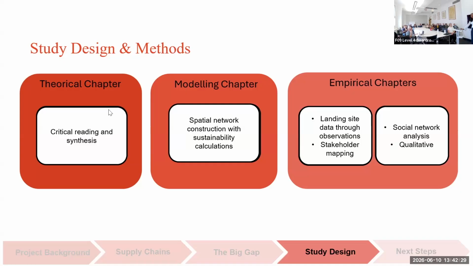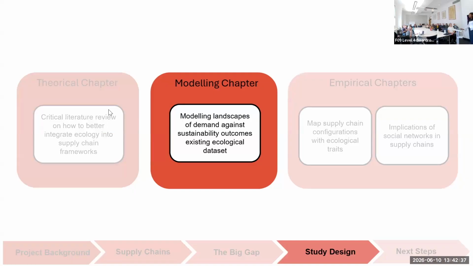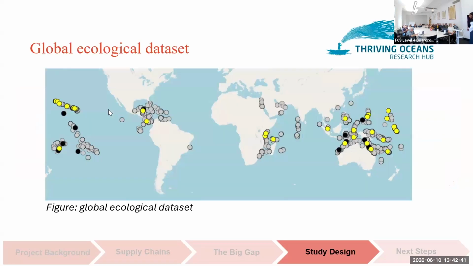So my PhD project, again, sits within these three main stages, but for the rest of this talk, I'll be talking about my modeling chapter and a bit more about my empirical work. So the global ecological data set that we have has more than 70 territories, and we can figure out whether each of these ecological sites are being fished at a sustainable or an unsustainable level.